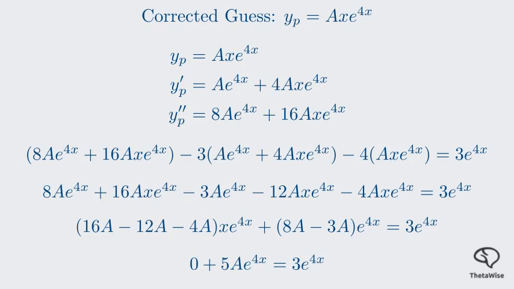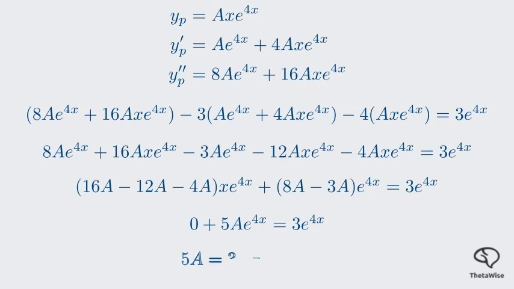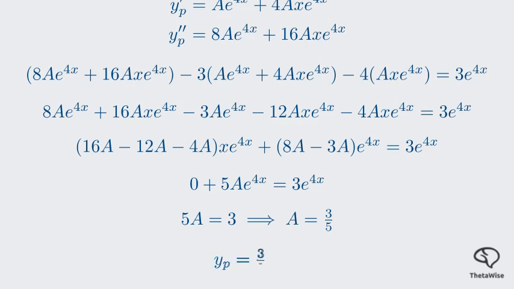This cancellation is a hallmark of the duplication case. The x in our guess made this happen. Equating the coefficients of e to the 4x, we get 5a equals 3, which means a equals 3/5. So our particular solution is yp equals 3/5 times x times e to the 4x.